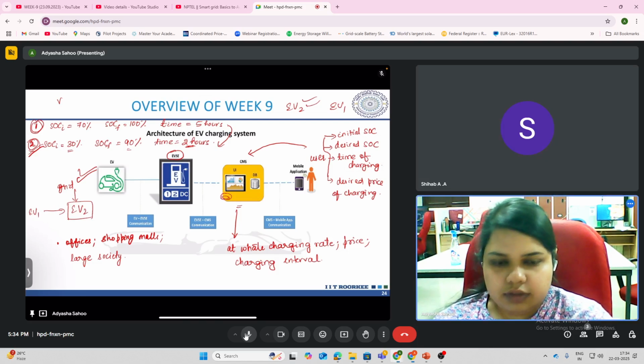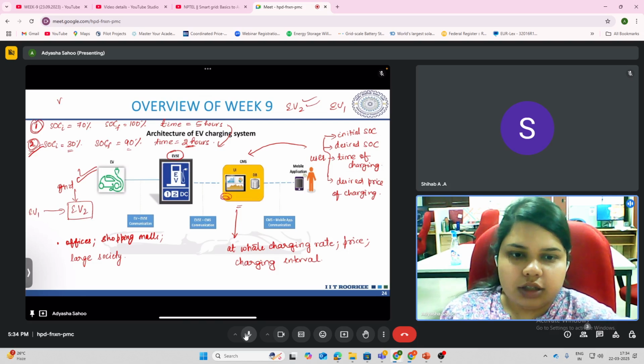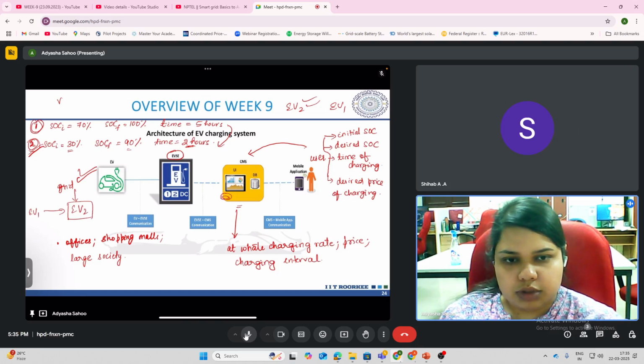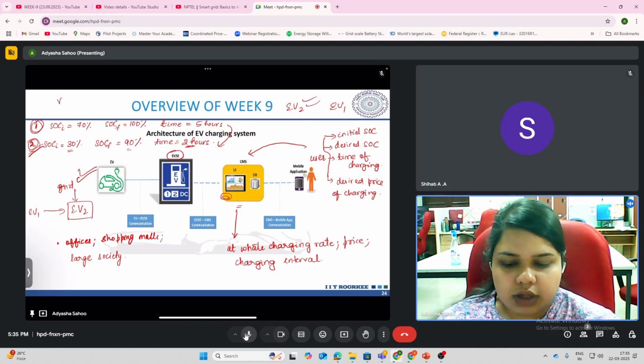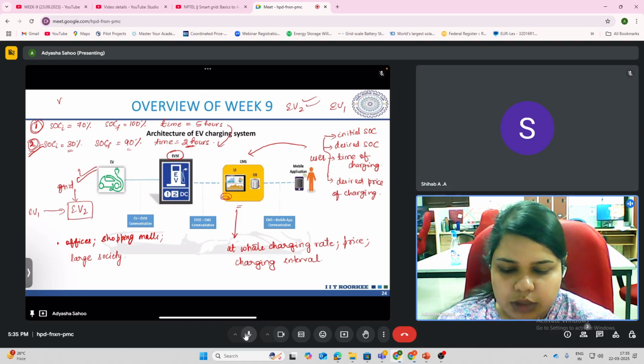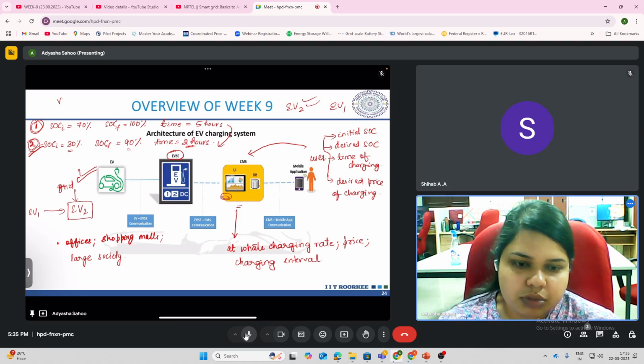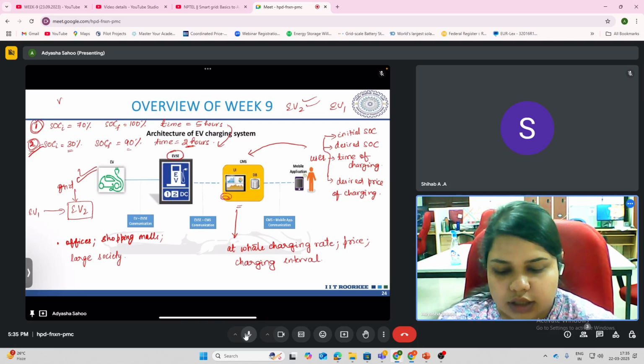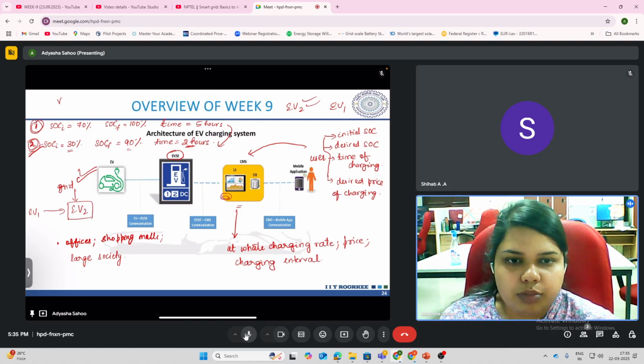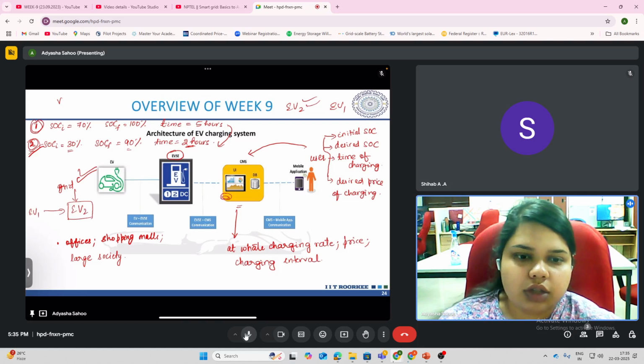Let's say EV2 is coming and it is saying that I will be parking for 2 hours because the user may have some other work to do, and it is asking for 90% SOC. So if EV1 was not there, then what will the charging station tell? It will tell that it is not possible to charge your vehicle up to 90%. Maybe in 2 hours I can charge you up to 60%. But since EV1 is already present, it is taking help from EV1 and it is able to charge up to 90% in a lesser amount of time also.